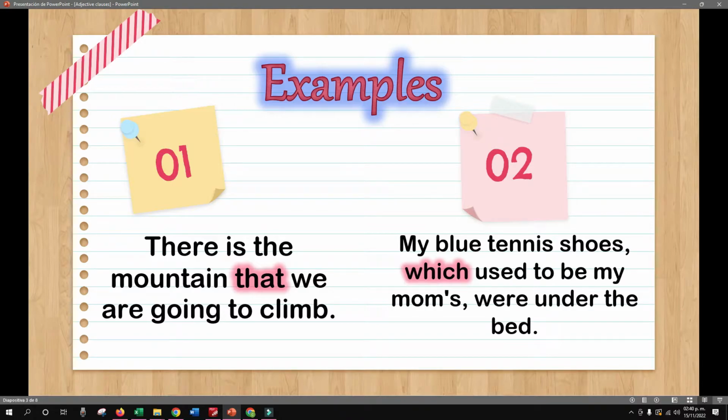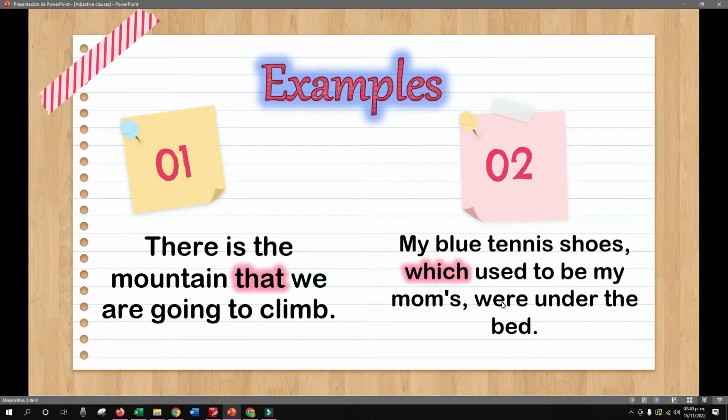Or: my blue tennis shoes, which used to be my mom's, were under the bed. You are adding what? Extra information about the blue shoes, right? So, if you notice in this sentence, you have the dependent clause that starts with which, right? And it is modifying what? My blue tennis shoes, right? So you can say my blue tennis shoes were under the bed. What is that? That is the independent clause.